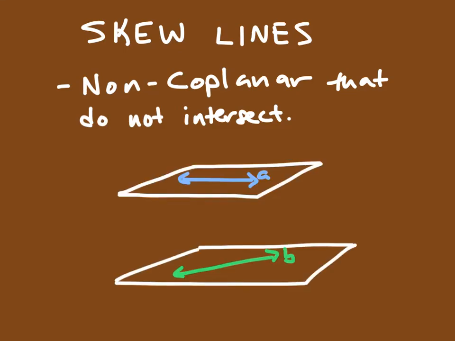Let's look at an example. In this example, I have two planes here, one plane here and one plane here, and these planes are parallel planes. However, the lines that are on those planes are what we call skew, meaning that they're not on the same plane and they won't intersect.